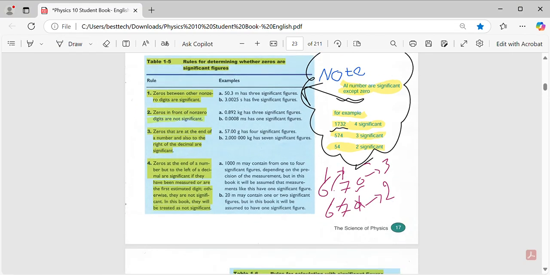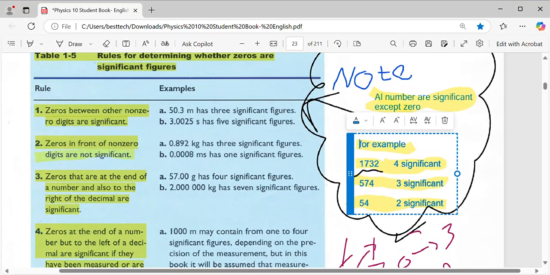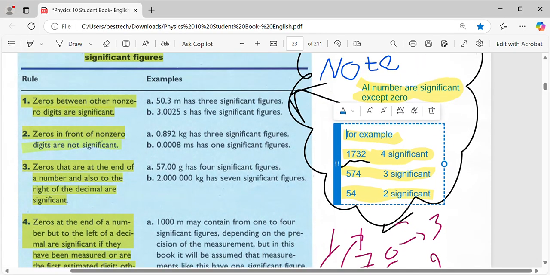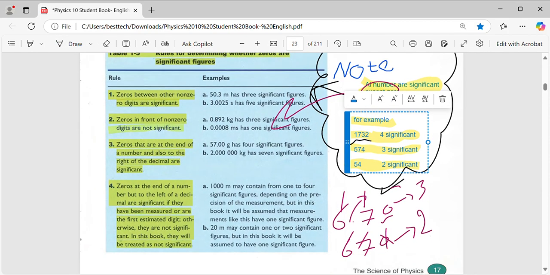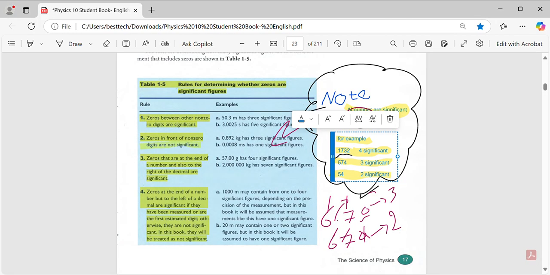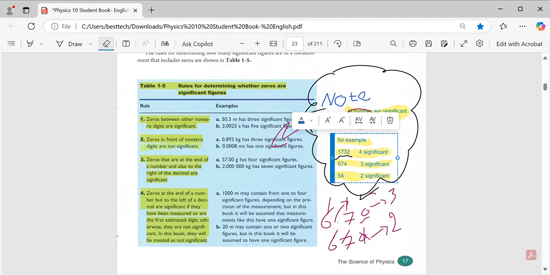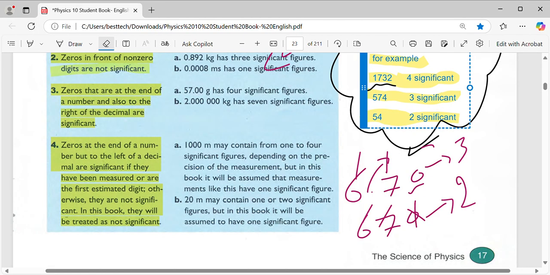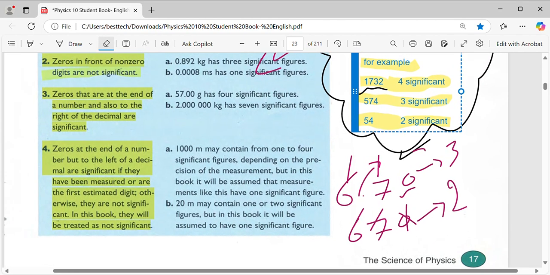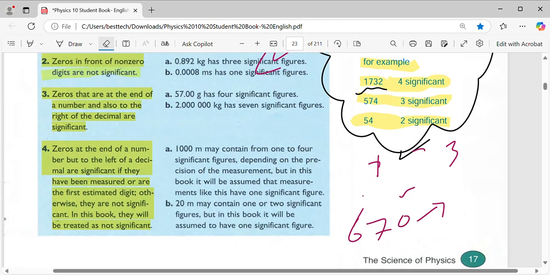Look. Okay, guys. So in general, all numbers are countable, all numbers except 0. For 0, we have some rules: rule number 1, rule number 2, rule number 3, rule number 4. Understanding and memorizing them is important, because you have examples in the sections chapter. That's why it is important, guys. Okay.